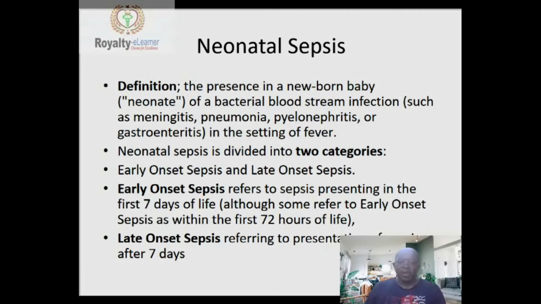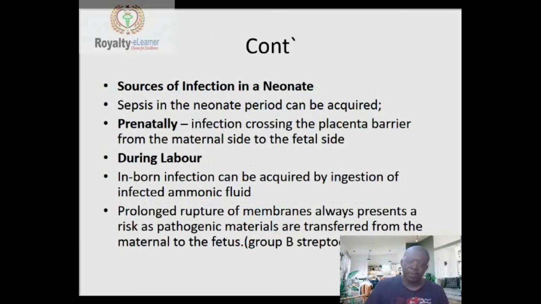So neonatal sepsis is divided into two categories. There's early onset sepsis and late onset sepsis. Early onset sepsis refers to sepsis presenting in the first 7 days of life, although some refer to early onset sepsis as within the first 72 hours of life. Then when we talk of late onset sepsis, this refers to presentation of sepsis after 7 days of life.